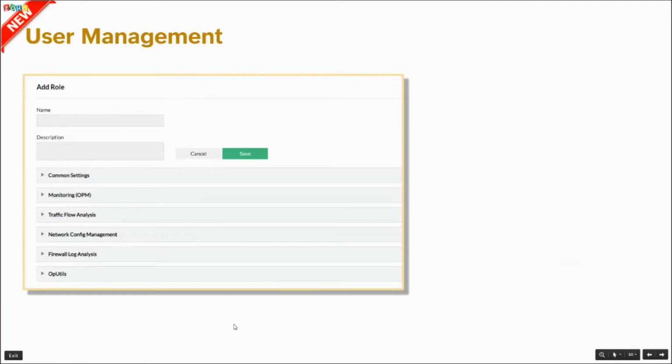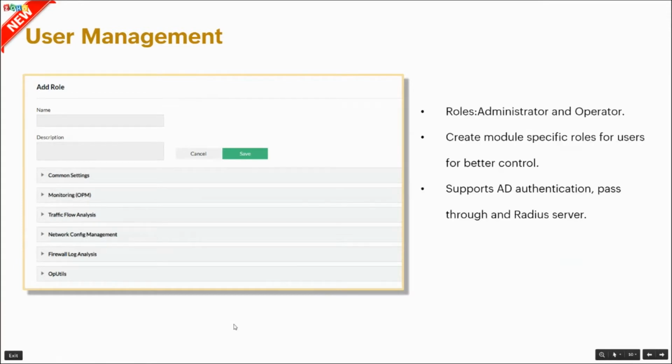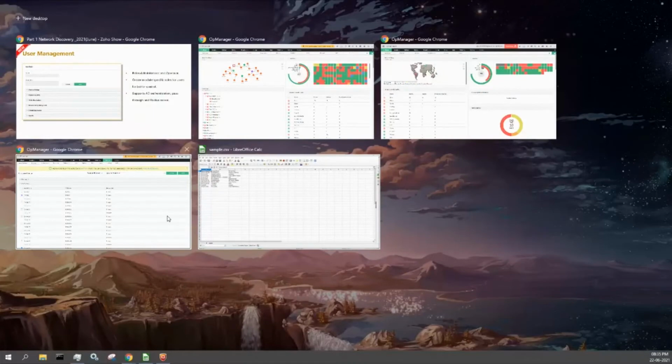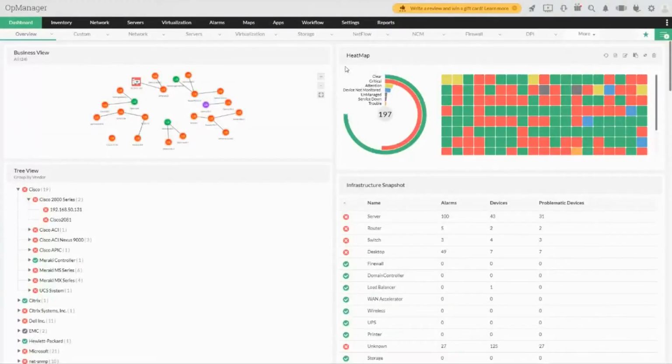Inside OpManager, we have two default roles, called administrator and operator privileged users. And here you have a custom option where you can create your own roles, module specific, for better control of the OpManager with designated rights and privileges. And in OpManager, we support AD authentication and pass-through along with RADIUS server authentication for accessing the OpManager. So now let me quickly take you to the OpManager UI to show you how the user management and the login credentials are going to work.